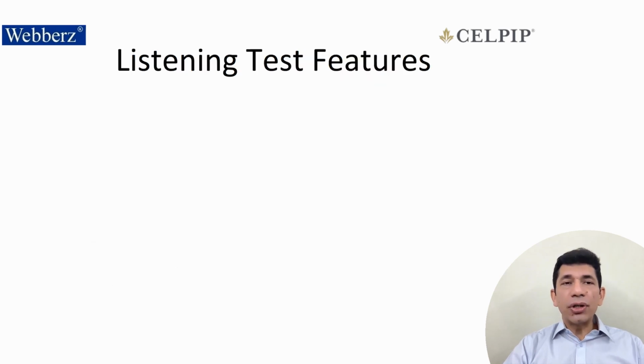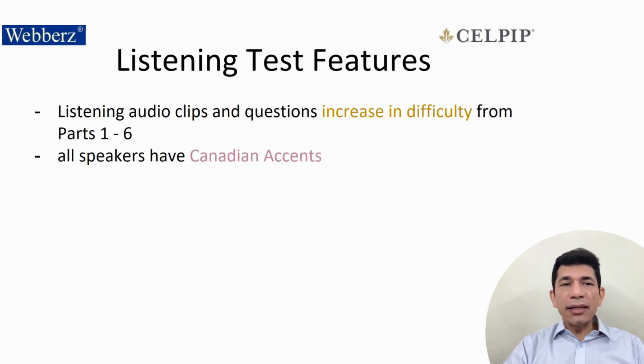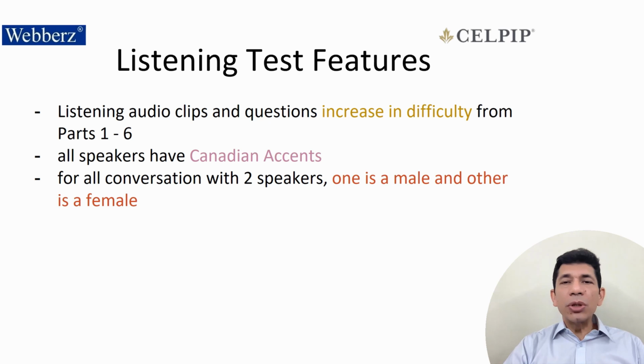Listening test features. Listening audio clips increase in the level of difficulty from part 1 to part 6, which means part 1 is the easiest. Part 6 happens to be the toughest. All speakers have Canadian accents. For all conversations with 2 speakers, one is a male, other is a female.